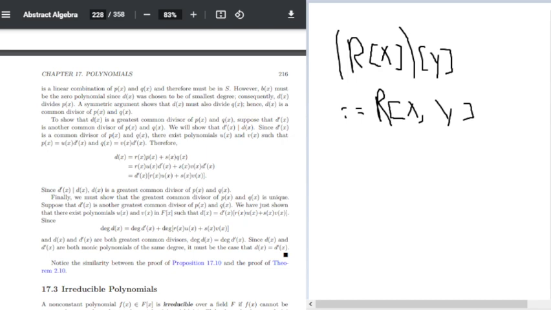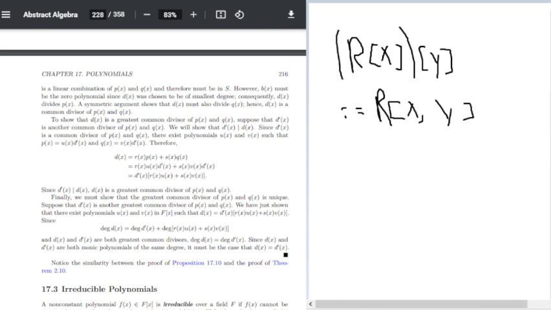Therefore, d of x is equal to r of x p of x plus s of x q of x, which is equal to r of x u of x d prime of x plus s of x v of x d prime of x, which is equal to d prime of x times r of x u of x plus s of x v of x. Since d prime of x divides d of x, it is a greatest common divisor of p of x and q of x.